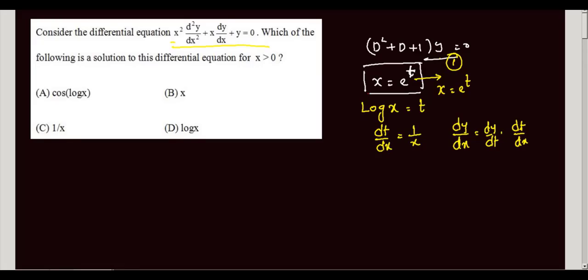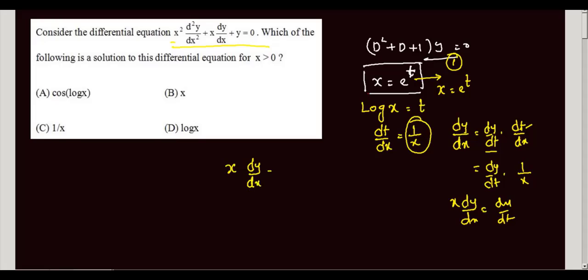Differentiating with respect to x, we get 1 by x. So dy by dx equals dy by dt into dt by dx, with dt by dx equal to 1 by x. So x into dy by dx equals dy by dt. Simply, how do we represent this?